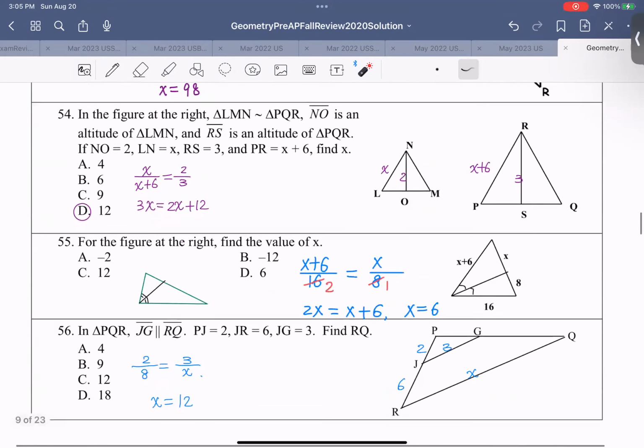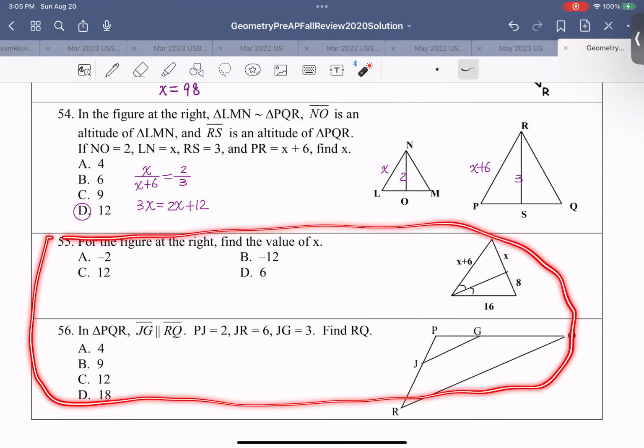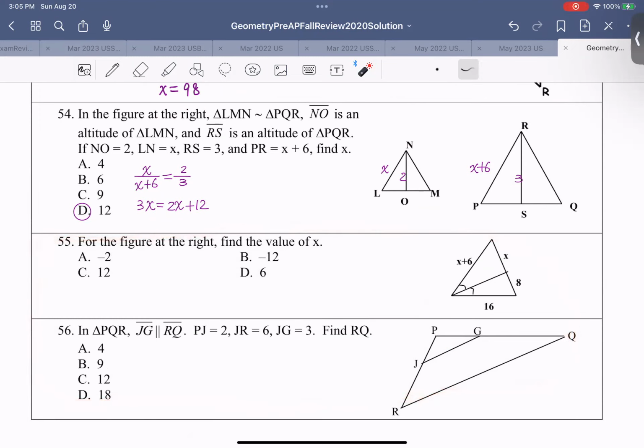Hold on. Let's do problems 55 and 56. Go ahead. Do this too on your paper and send me your work.